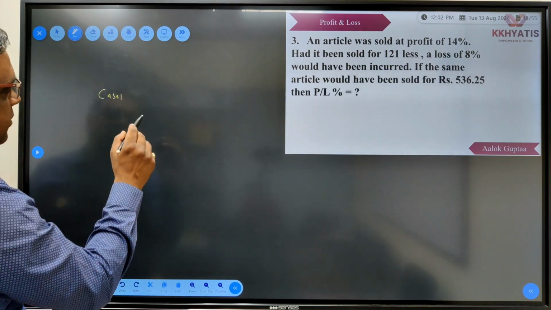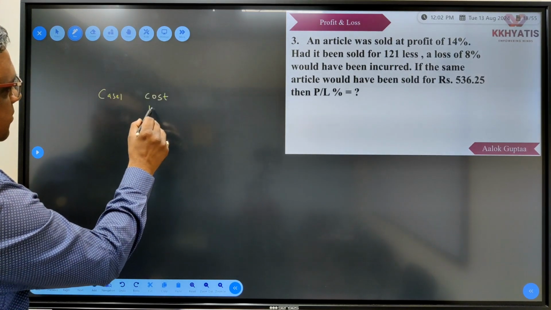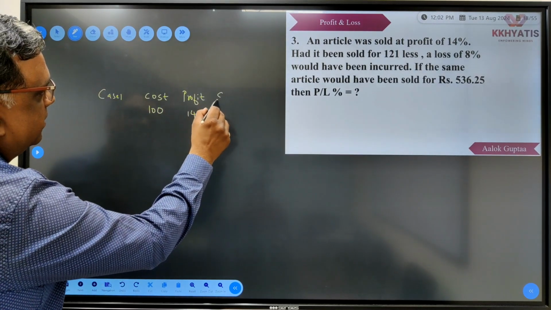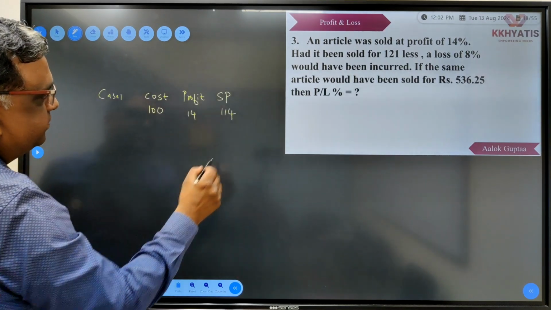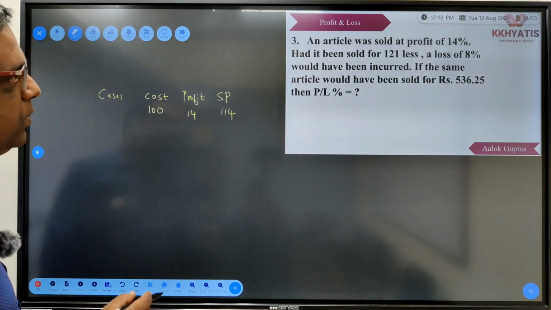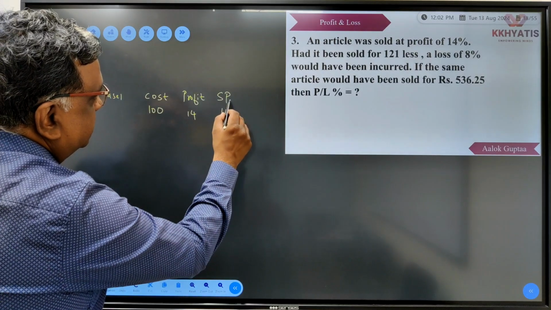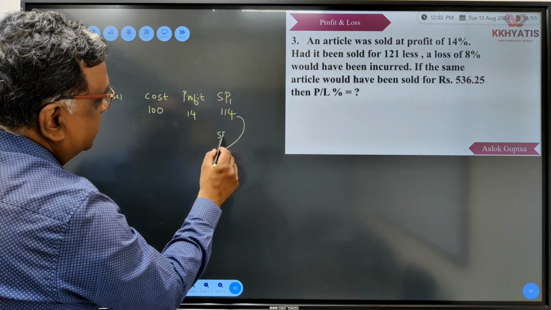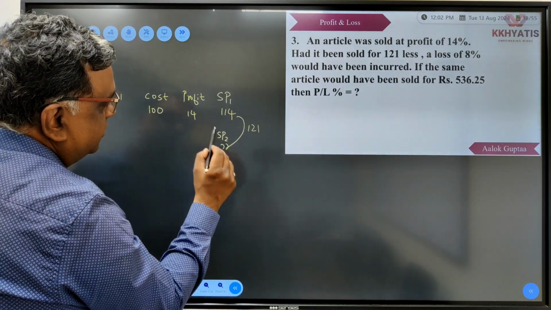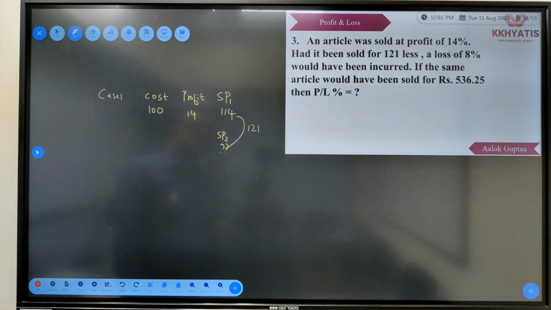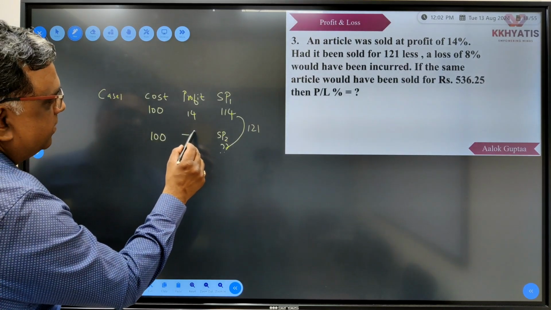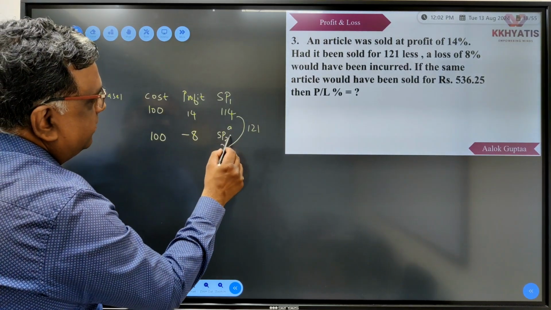it was sold at a profit of 14%, which means if my cost was 100, my profit would have been 14, my selling price would have been 114. Had it been sold for 121 less, which means this is SP1, this is SP2. So if the difference of these two is 121, I don't know this value here, a loss of 8% would have been incurred, which means if my cost was 100, there would have been a loss of 8. My SP would have been 92, correct?